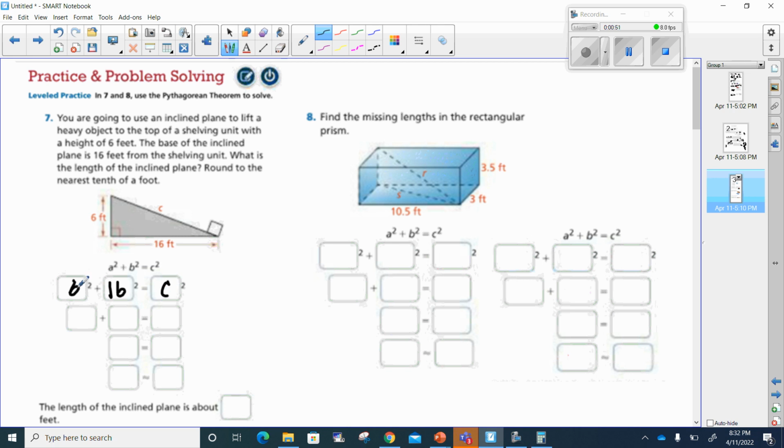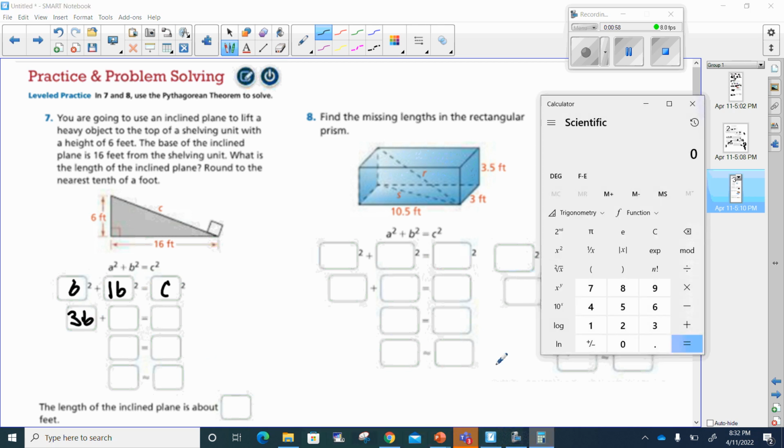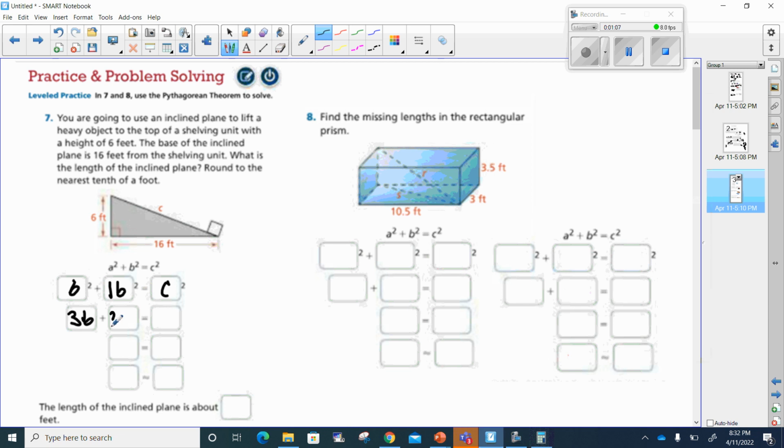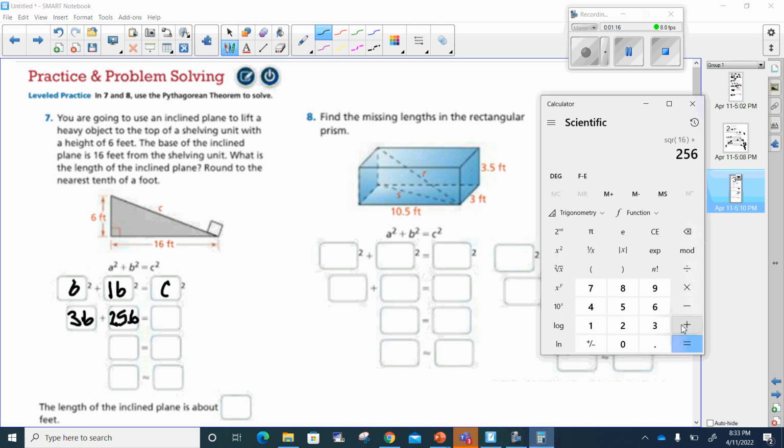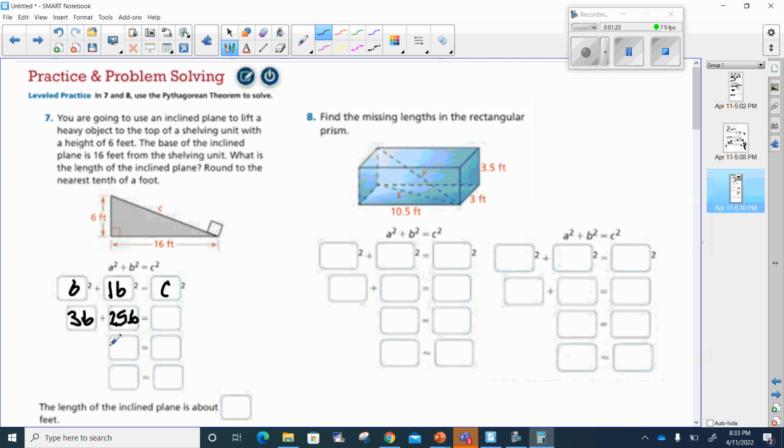6 squared is pretty easy. 6 times 6, that's 36. 16 squared, not so much. I'm going to grab the calculator for this one really quick. And 16 squared is going to give us 256. 256 plus 36 equals 292. So this would be 292 down here.